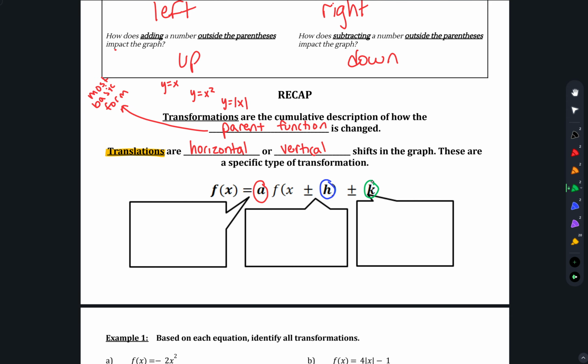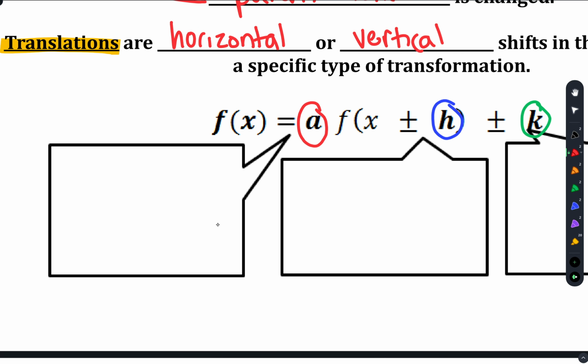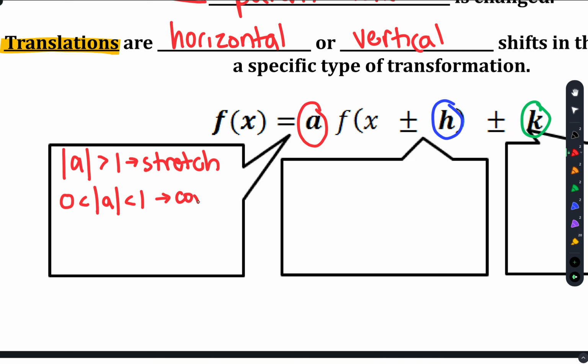I'm going to tell you what each one of these does. A is that number that we put in the very front, where we were saying, okay, if we put some bigger numbers in there, it stretches, smaller numbers compress, negative numbers reflect. So here's how we're going to write that. Remember, when we talk stretched and compressed, it doesn't matter if it's positive or negative. +2 and -2 give you the same stretch. So I'm going to call that the absolute value of a is greater than 1, then I get a stretch. And if the absolute value of a is between 0 and 1, meaning it's a fraction or a decimal, then it's compressed.